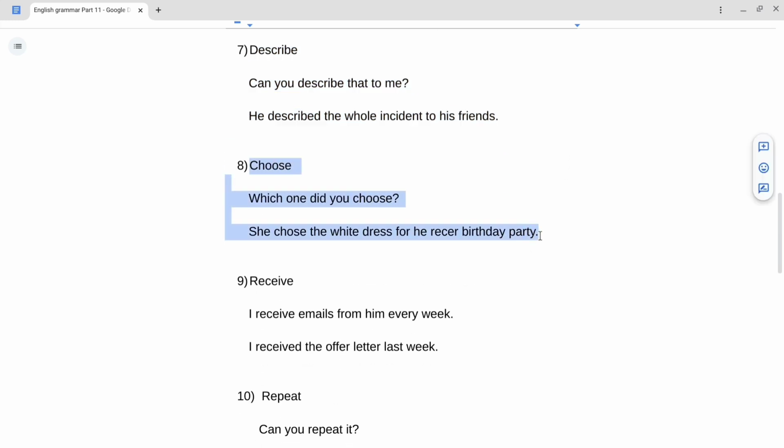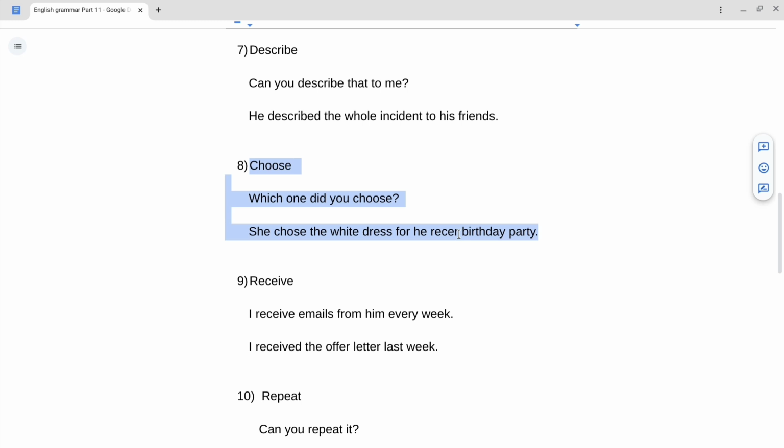Choose. Okay. Choose means to select something. Which one did you choose? Here, one of your friends went to a textile shop to buy a shirt. So I asked him, which shirt did you choose? Past tense is chose, C-H-O-S-E. That means selected.